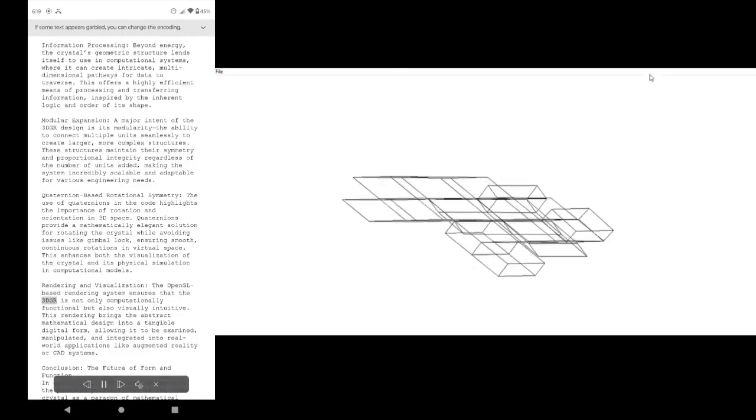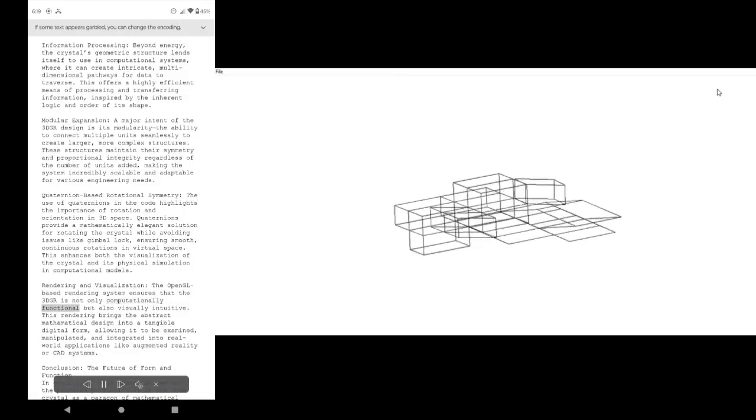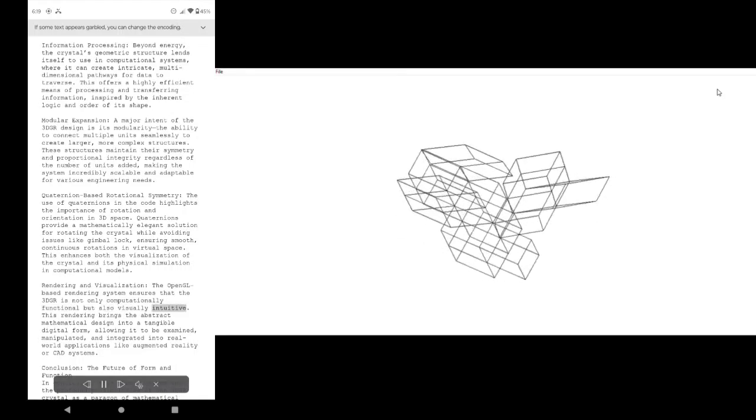Rendering and visualization. The OpenGL-based rendering system ensures that the 3D GR is not only computationally functional, but also visually intuitive. This rendering brings the abstract mathematical design into a tangible digital form, allowing it to be examined, manipulated, and integrated into real-world applications like augmented reality or CAD systems.